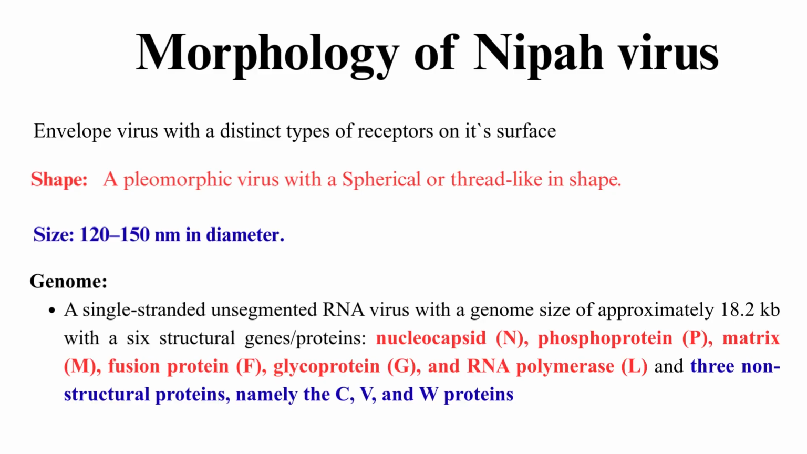Let's see the nucleic acid. Nipah virus is a single-stranded unsegmented RNA virus with a genome size of approximately 18.2 kilobases with 6 structural genes and proteins: nucleocapsid (N), phosphoprotein (P), matrix (M), fusion protein (F), glycoprotein (G), and RNA polymerase (L), and 3 non-structural proteins, namely the C, V, and W proteins.